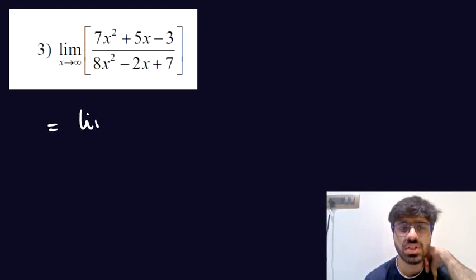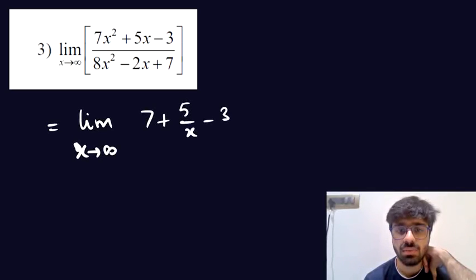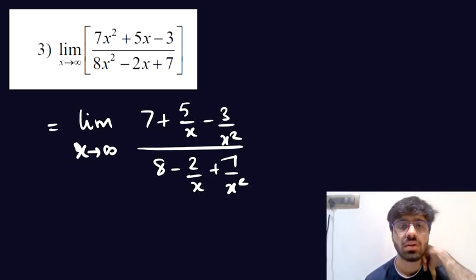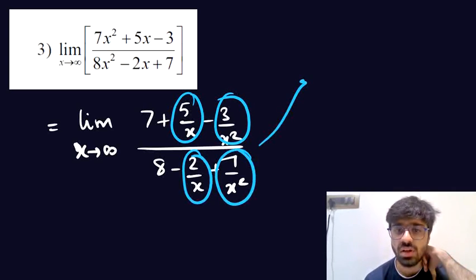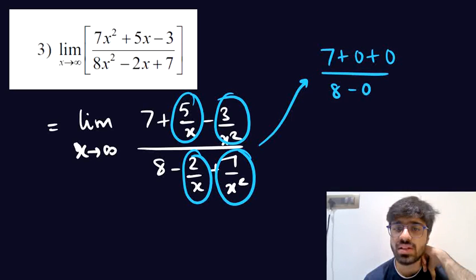Again, all you need to do is divide the numerator and denominator with x square. So we have 7 plus 5 upon x minus 3 upon x square divided by 8 minus 2 upon x plus 7 upon x square. These terms will be 0 because they have an x and x square in the denominator. So the final answer is 7 plus 0 upon 8 minus 0 plus 0.